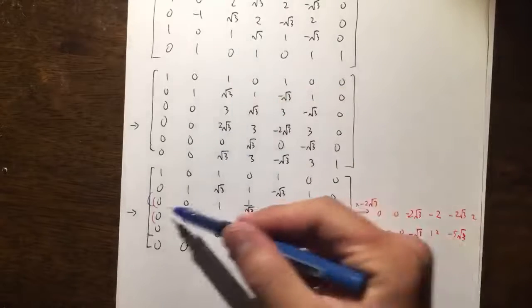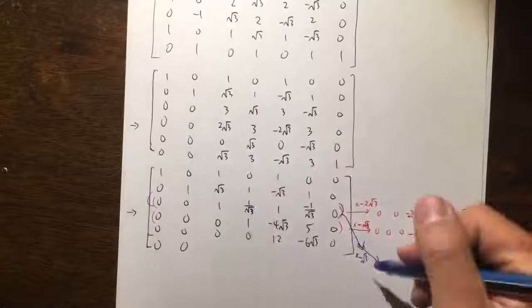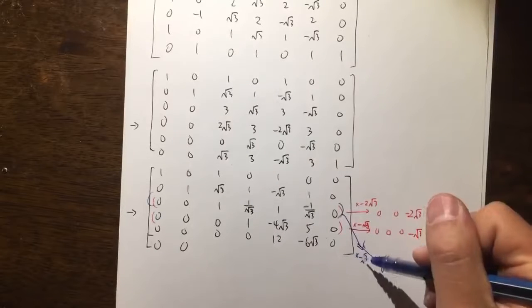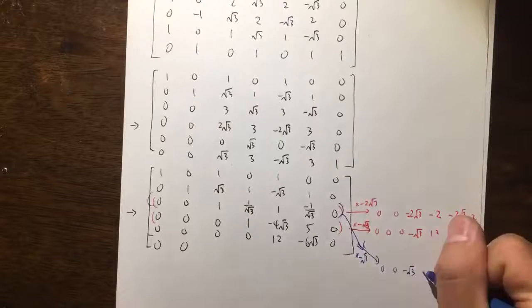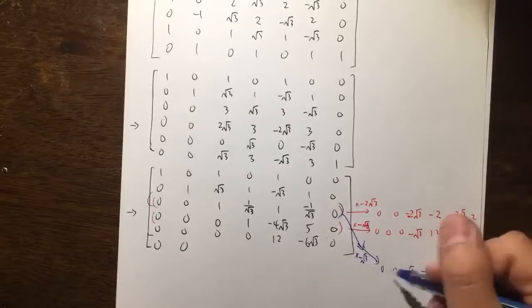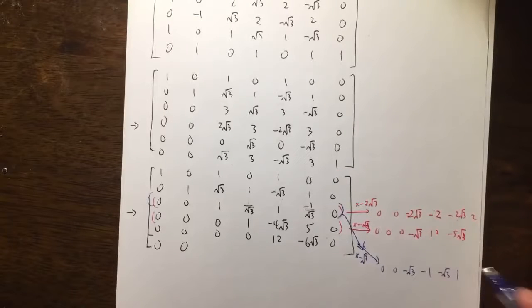So let's see this row, 0, 0, right? 0, 0, and then 1 times negative square root of 3 is negative square root of 3. And then negative square root of 3 times this is negative 1. This times this is negative square root of 3. This times that is going to be positive 1, and the last number is going to be 0 again, right?